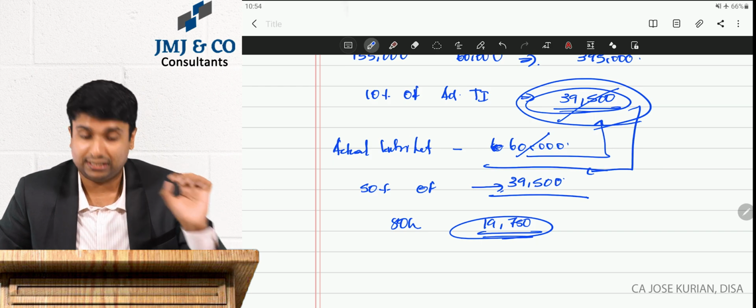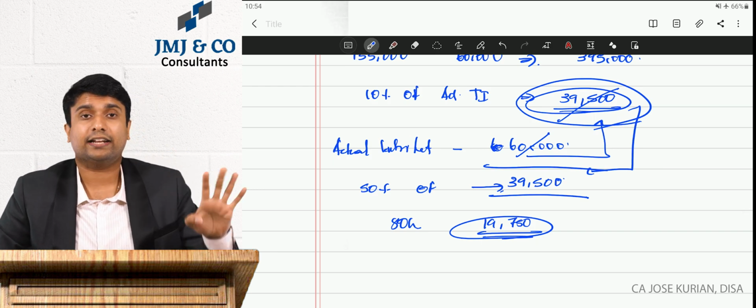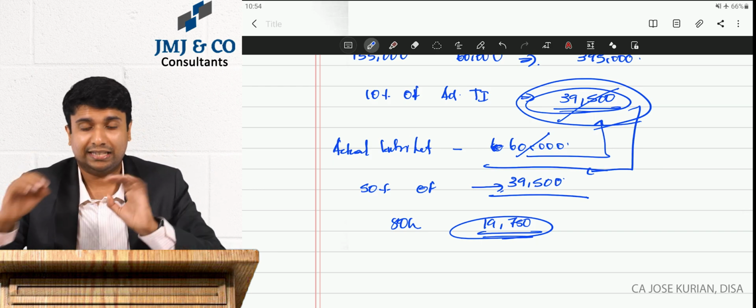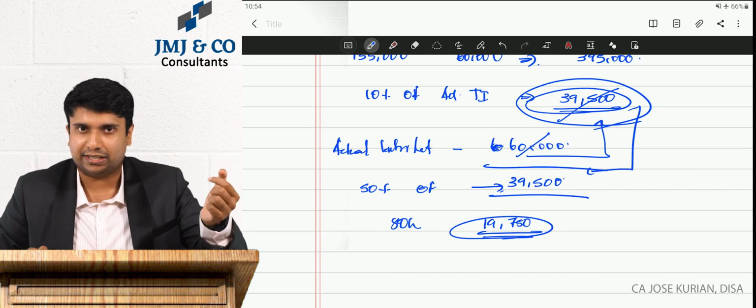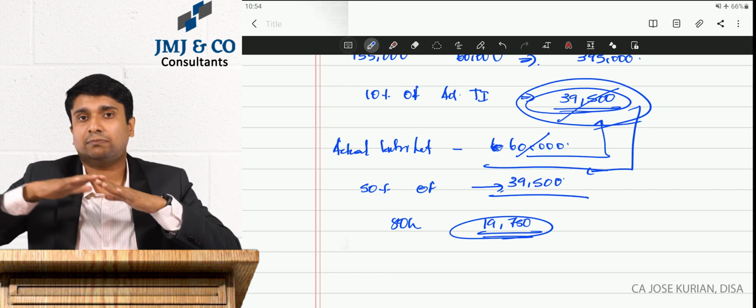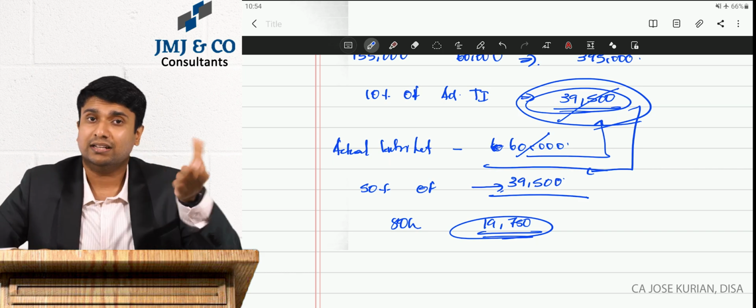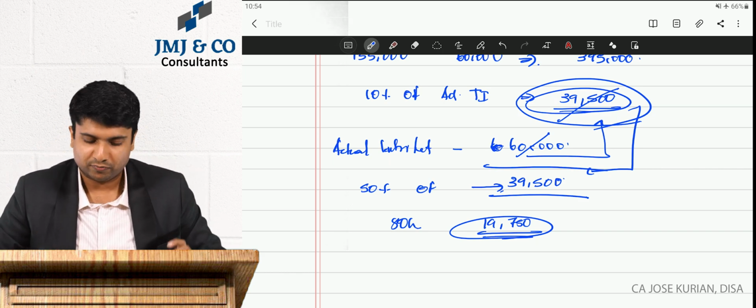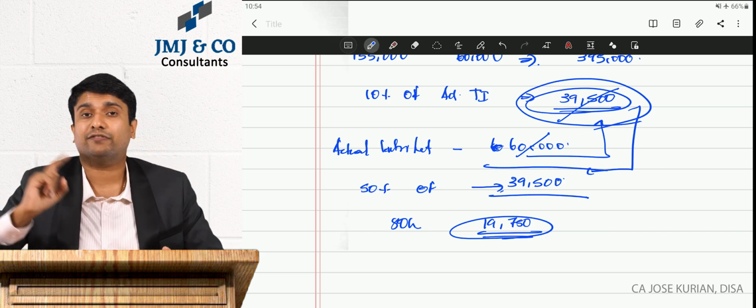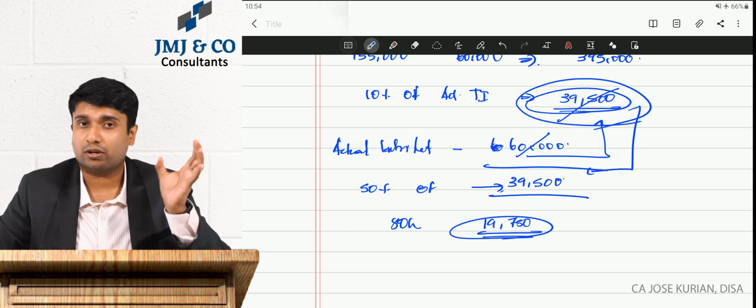How to compute ATG? Friends, it is category 4. Category 4 means you are contributing something and that contribution is subjected to ceiling limit. If that contribution is subjected to ceiling limit, then 50% of the eligible amount is the deductible amount under ATG. So the ceiling limit is 10% of adjusted total income. And you know how to compute adjusted total income.